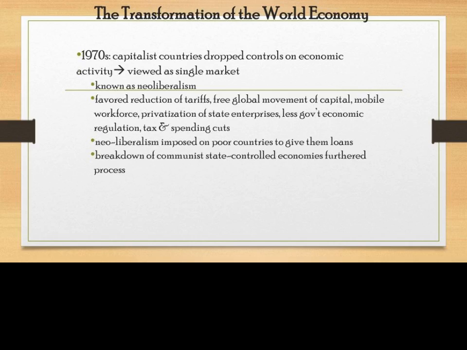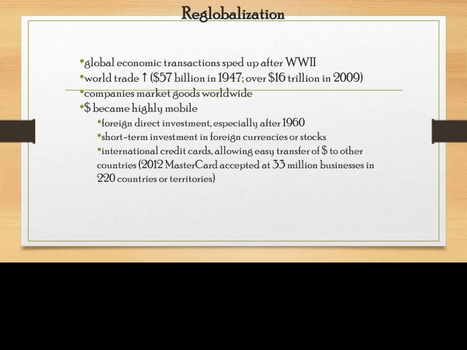Now, in the 1970s, major capitalist countries dropped many controls on economic activity and increasingly viewed the world as a single market. This approach was known as neoliberalism. It favored reduction of tariffs, free global movement of capital, a mobile and temporary workforce, privatization of state enterprises, less government regulation of the economy, and tax and spending cuts. This neoliberalism was imposed on many poor countries as a condition for giving them loans, and the breakdown of communist state-controlled economies furthered this process.